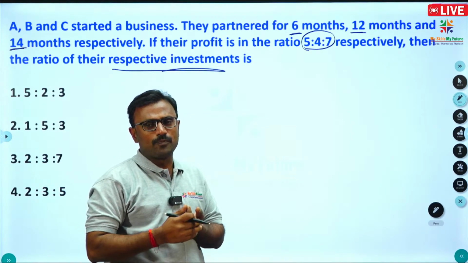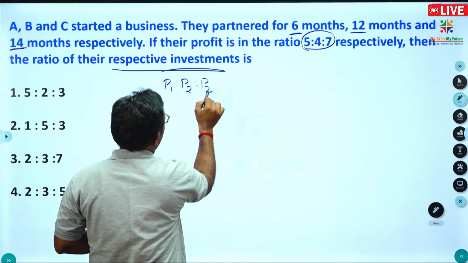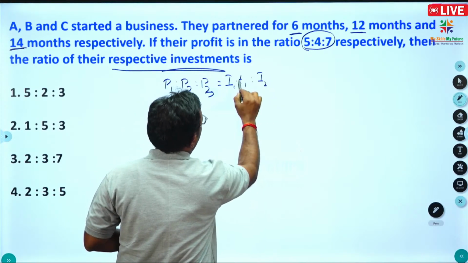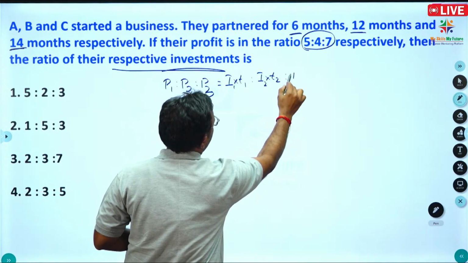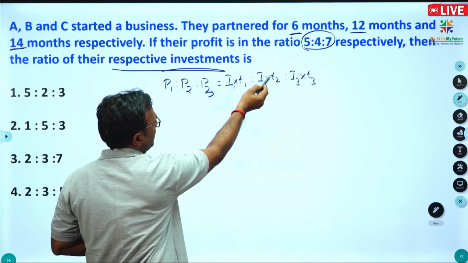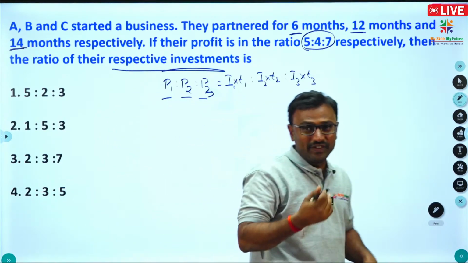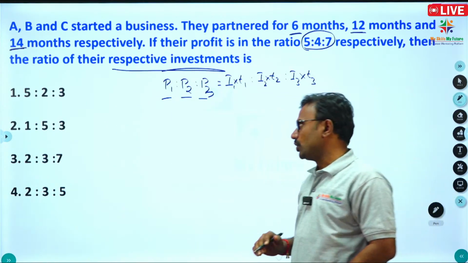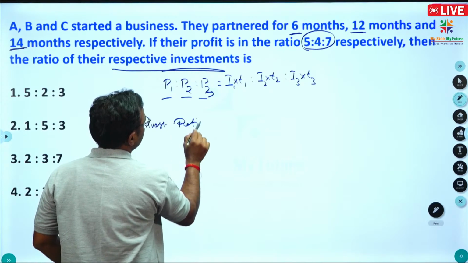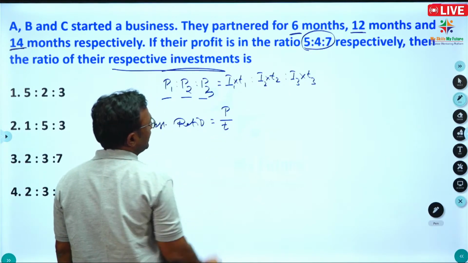First of all we will discuss: profit ratio is equal to investment into time. So first person's investment and time period, second person's investment and time period, and so on give the profit ratio. Here they gave the profit ratio, but we need to find the investment ratio. So investment ratio is equal to profit ratio by time ratio.